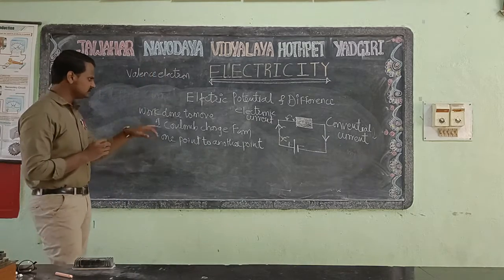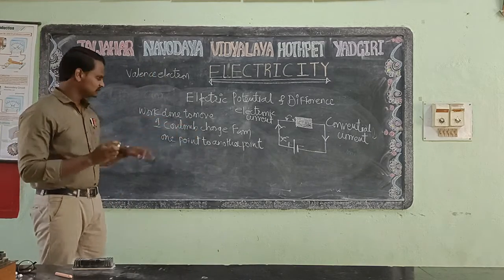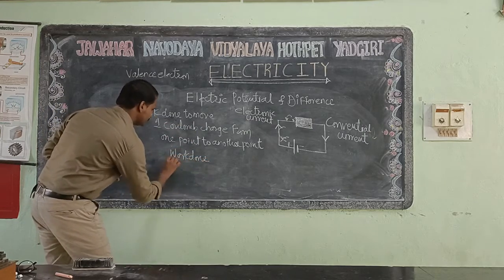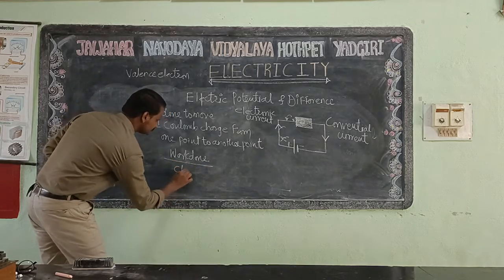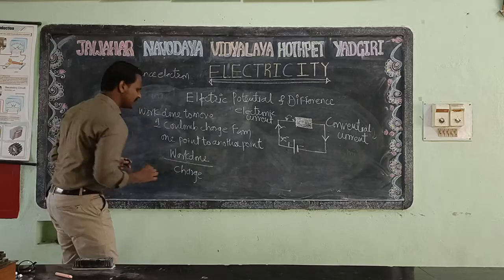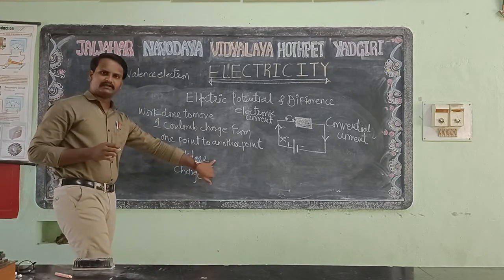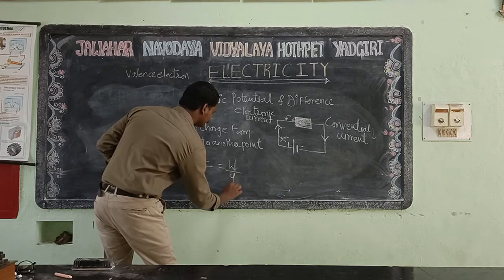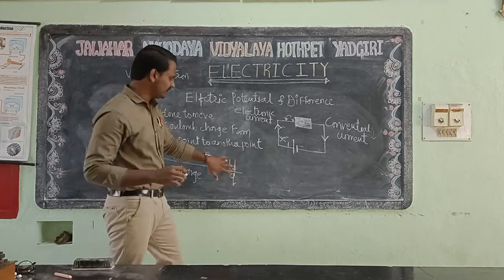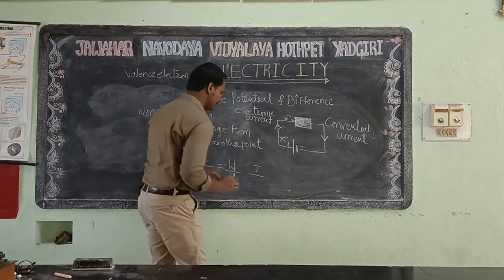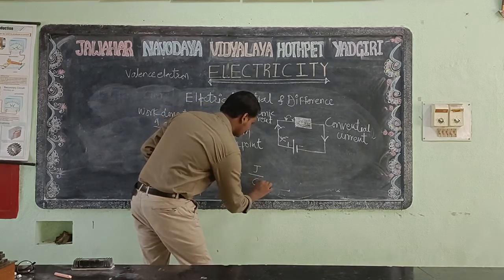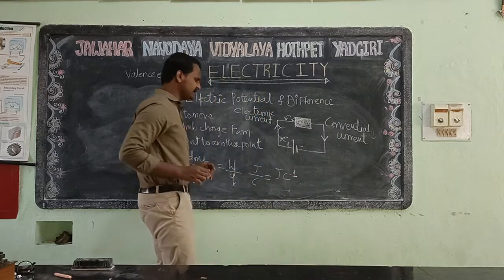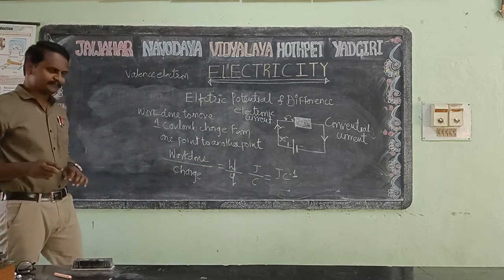Okay, so how can we write potential difference? Work done to move 1 coulomb of charge. So we can write W by Q, work done by charge. The SI unit of work is joule and the SI unit of charge is coulomb. So we can write joule per coulomb. The SI unit of potential difference is joule per coulomb.